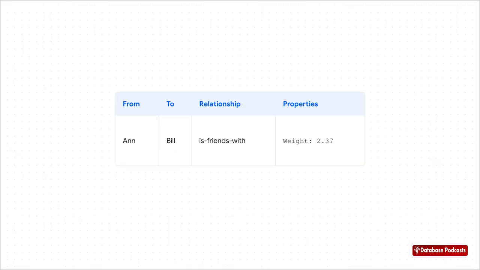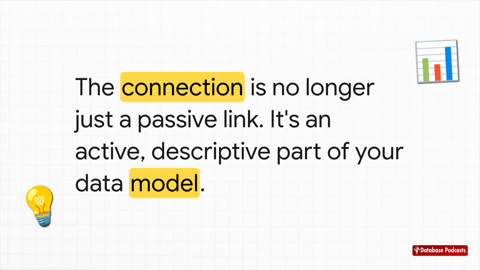And this is where the magic happens. We can give that edge a label, like is friends with, and then add properties directly to it. For instance, maybe a weight of 2.37 that represents their friendship strength based on how often they interact. Suddenly, the connection itself holds valuable, queryable data. So the crucial point here is that the connection is no longer just a passive link. It becomes an active, descriptive part of your data model, carrying its own context and its own attributes.